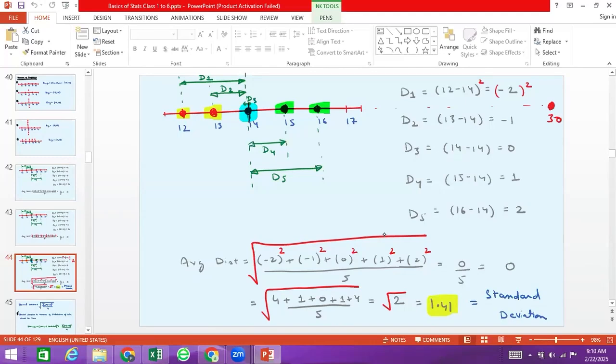Like in stats, you can take it as a rule that whenever I want to remove the signs, right? Not even in this, you will see later also that whenever I have a problem where I need to remove the sign, they will always square it and then take the square root. Okay. So we will square everything, take the square root of that, and whatever value comes, we call it the standard deviation.